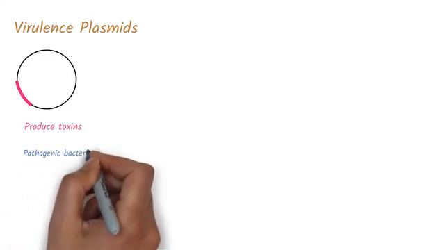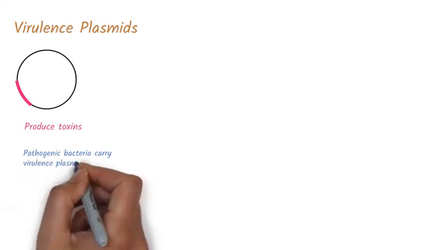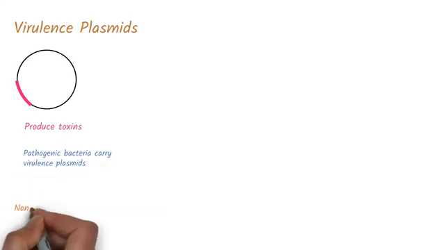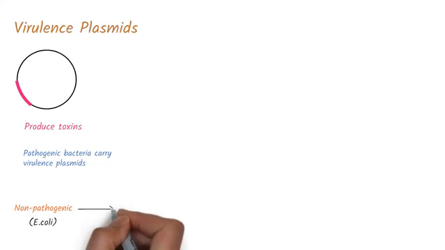Virulence plasmids produce toxins, and cause infection in animals and human beings. Many pathogenic bacteria carry virulence plasmids. However, some non-pathogenic strains like E. coli can become pathogenic when they receive virulence plasmids, through a process called transformation.